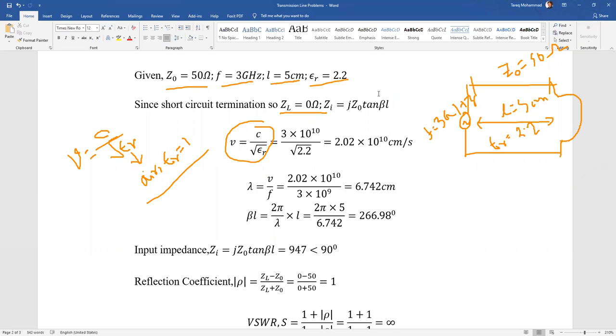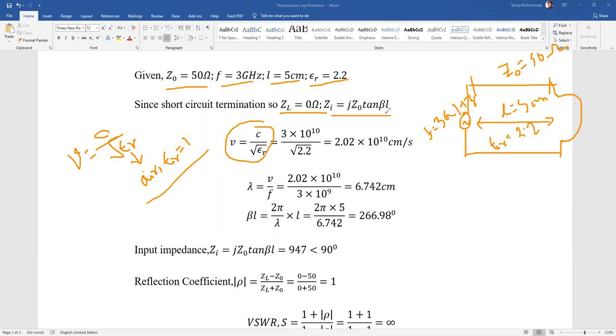Okay, where are we? So just see, it is a short circuit terminal. So the input impedance would be j Z naught tan beta L. That is the formula. So put the values here, find out the v, then lambda is equal to v by f. Put the values, then you'll get the value of lambda. Then put the value of lambda inside beta L. Beta L means the phase change. Okay, the change of phase. That would come in the angle, degrees.